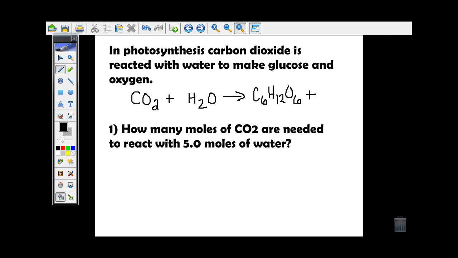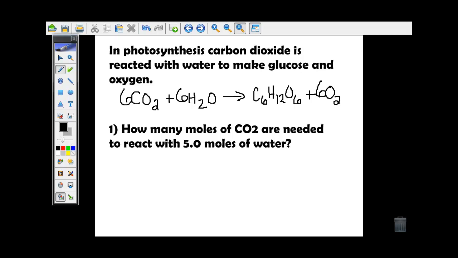Glucose and oxygen. You should remember that oxygen is diatomic. Now, this is an easy one to balance. 6 carbons, 12 hydrogens, 12 hydrogens. Then we already have 6 oxygens, and we need 12 more, so we put a 6 there. Okay? So we have to begin with a balanced equation. So 6 reacts with 6 to make 1 and 6.